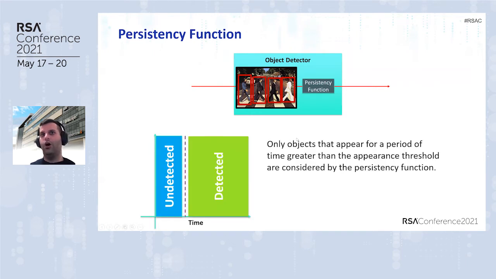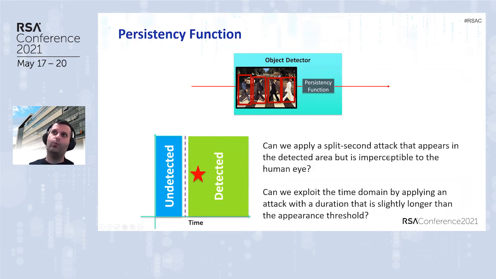Okay, now only objects that appear for a period of time greater than the appearance threshold are considered by the persistency function, and they are objects that appear in the detected area. You can see it here as the green area. And we ask this question: can we apply a split-second attack that appears in the detected area but is imperceptible to the human eye? Or in other words, can we exploit the time domain by applying an attack with a duration that is slightly longer than the appearance threshold?